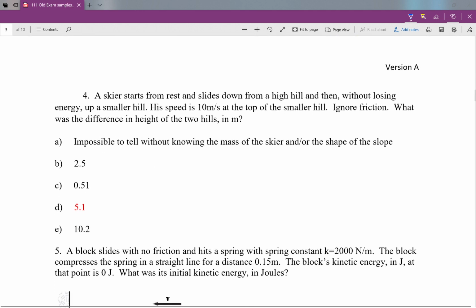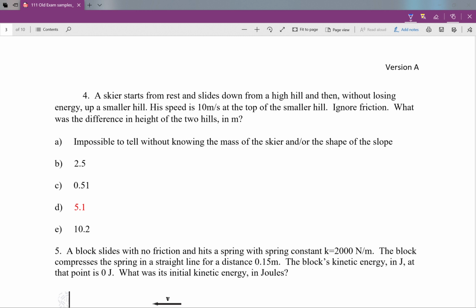For question 4, a skier starts from rest and slides down from a high hill, and then, without losing energy, so energy is conserved, up a smaller hill. His speed is 10 meters per second at the top of the smaller hill. Ignore friction. What was the difference in height of the two hills in meters?